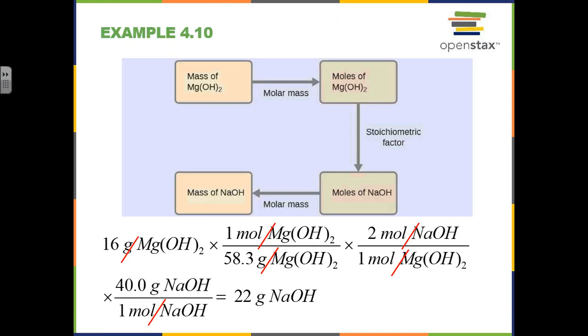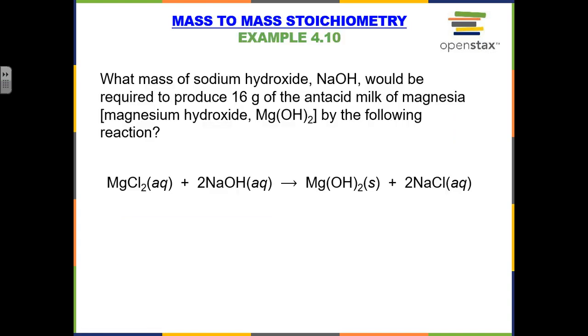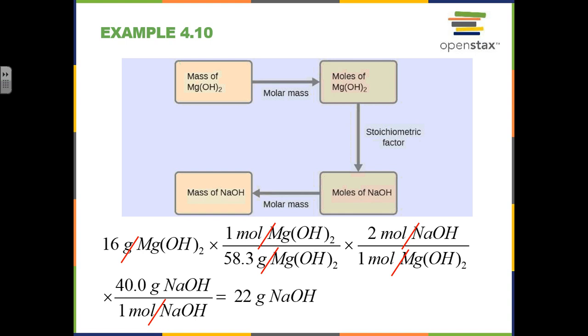Mathematically, you start with your 16 grams, and the first step is to convert that number to moles, because moles is your basis of comparison, or your SI unit of an amount of substance. Once you divide the 16 grams by 58.3, you get moles, and then you multiply that by the stoichiometric factor, or the conversion factor, which in this case is 2 to 1 from our balanced reaction. Remember, in the balanced reaction, there was 1 mole of magnesium hydroxide and 2 moles of sodium hydroxide. That's where these values for your stoichiometric factors come from.